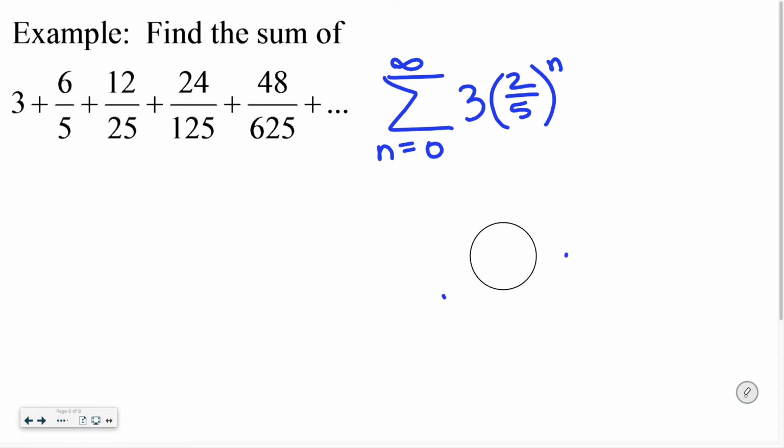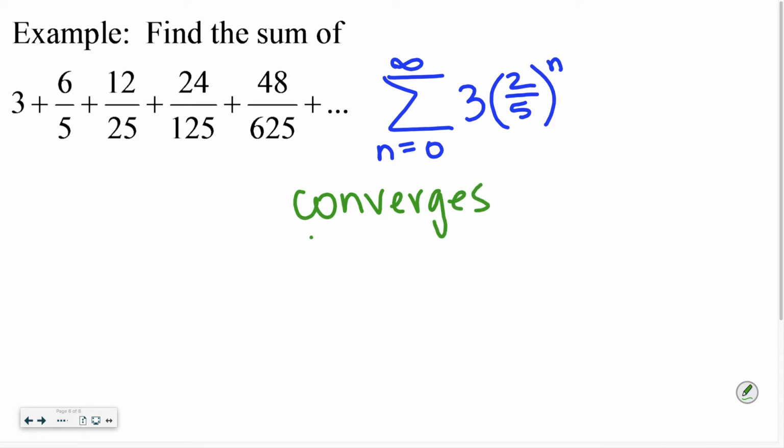Okay. Now, does this converge? Yes or no? Yes. Okay. We know that this converges because it's geometric, where the absolute value of r is between 0 and 1.